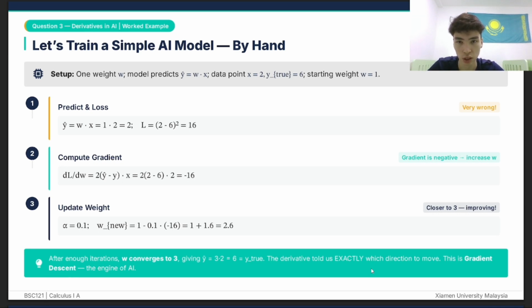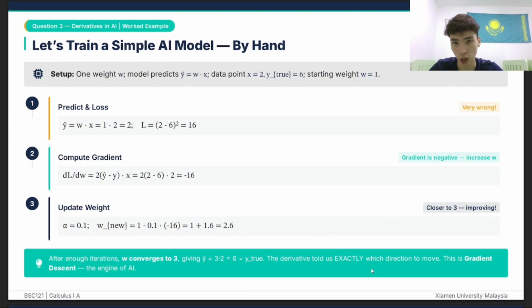Our model predicts y prime equals 1 multiplied by 2, that is equal to 2. And this is very wrong, because the loss is (2 minus 6) squared, that is equal to 16. So let's compute the gradient, and we compute the derivative. Firstly, dL over dw equals 2 multiplied by (y prime minus y) multiplied by x, that is equal to minus 16. And the gradient is negative, which tells us to increase w.